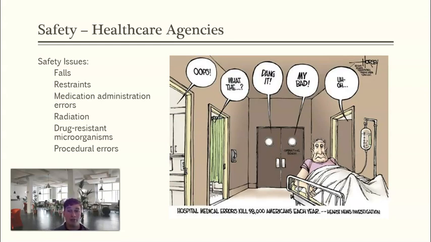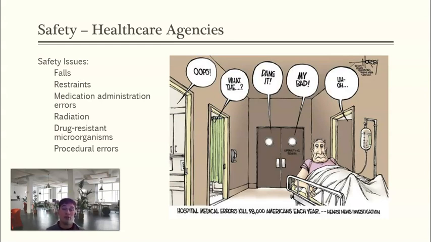Especially in the geriatric population, depending on what happens with the falls, there's also issues related to reimbursement. So facilities, healthcare agencies are very much so from a PR standpoint as well as a financial standpoint. They're very motivated across the board to prevent falls.